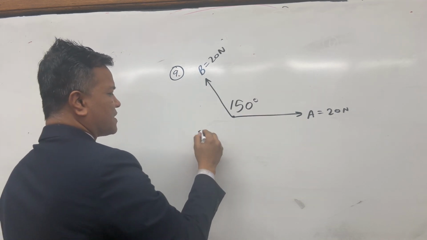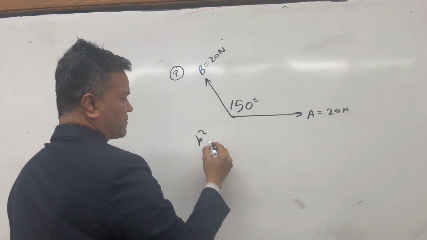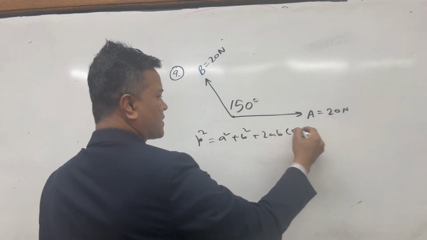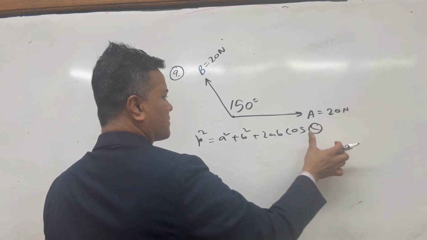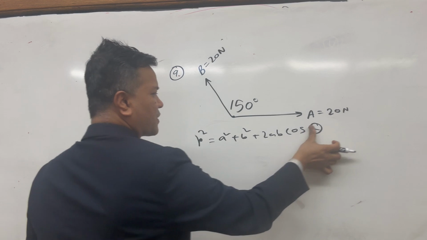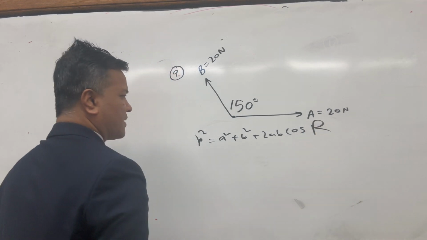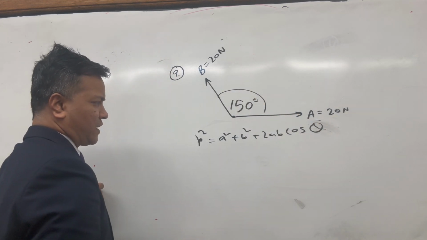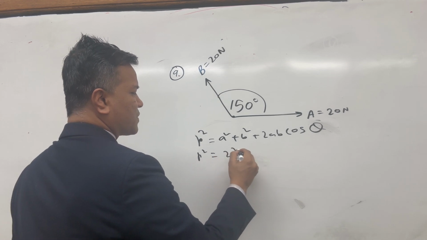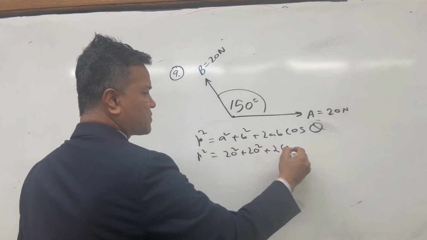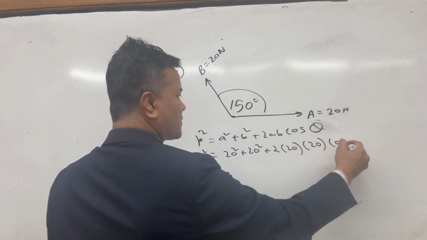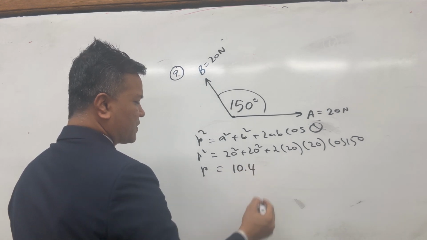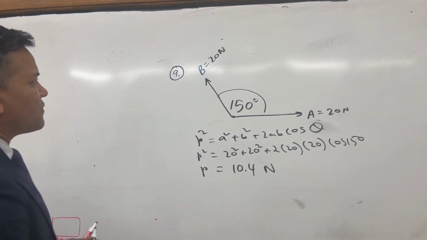We can use the parallelogram formula to find the resultant. R squared is equal to a squared plus b squared plus 2ab cosine theta, where theta is the angle between the two vectors. So R squared is equal to 20 squared plus 20 squared plus 2 times 20 times 20 cosine 150. If you plug that into your calculator, that gives you around 10.4 Newtons. Okay, now let's go over problem number 10.